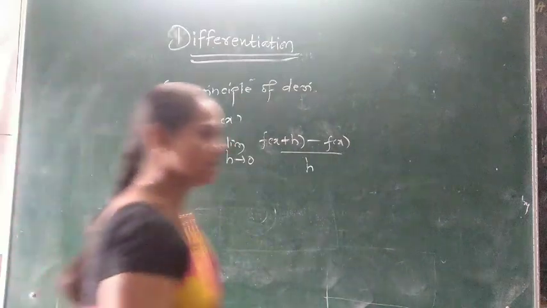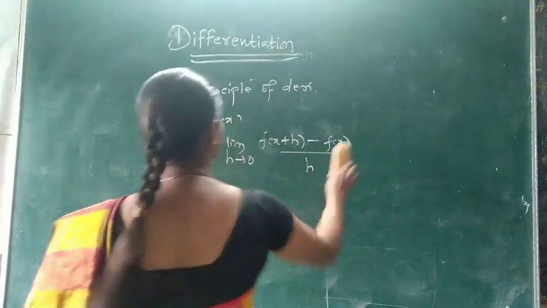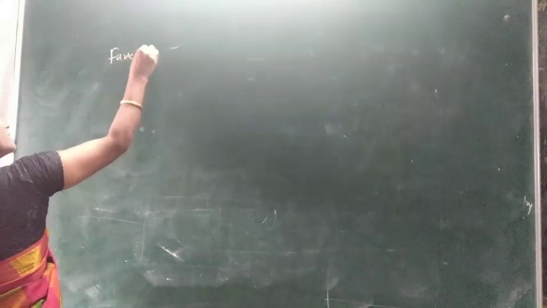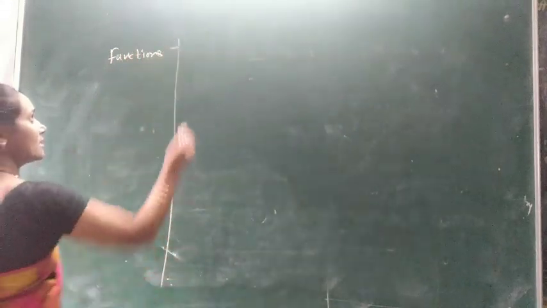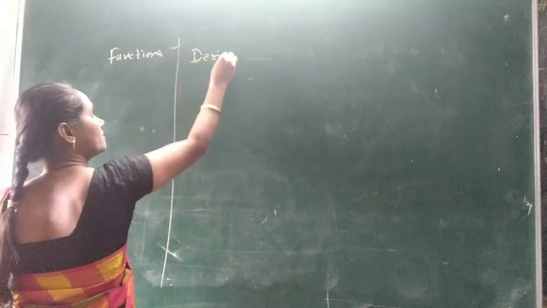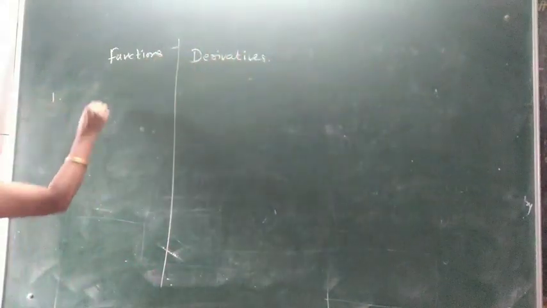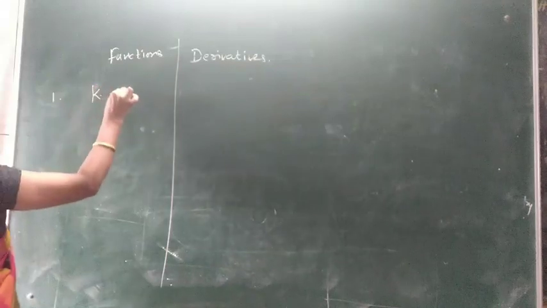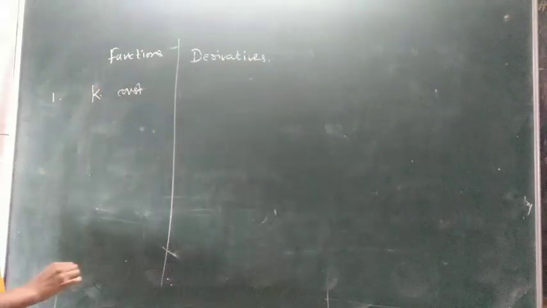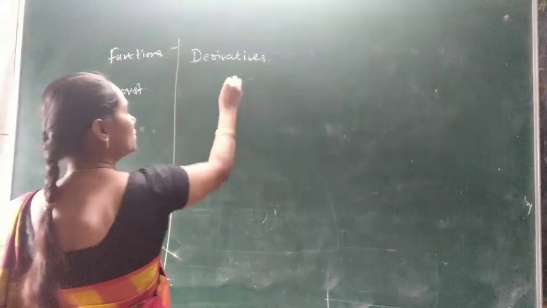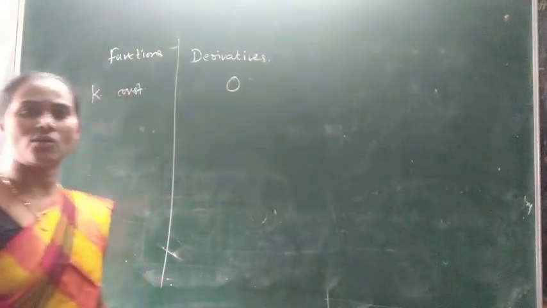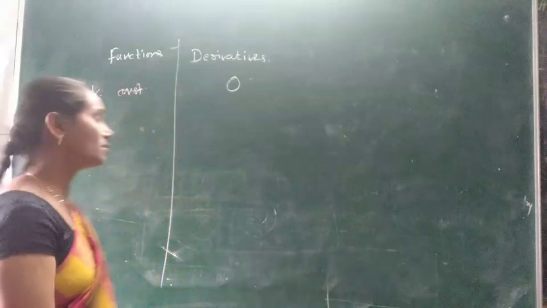So first we see some functions and their derivatives. The first function is k, where k is a constant. We know that the derivative of k is equal to 0. The derivative of any constant term is 0.